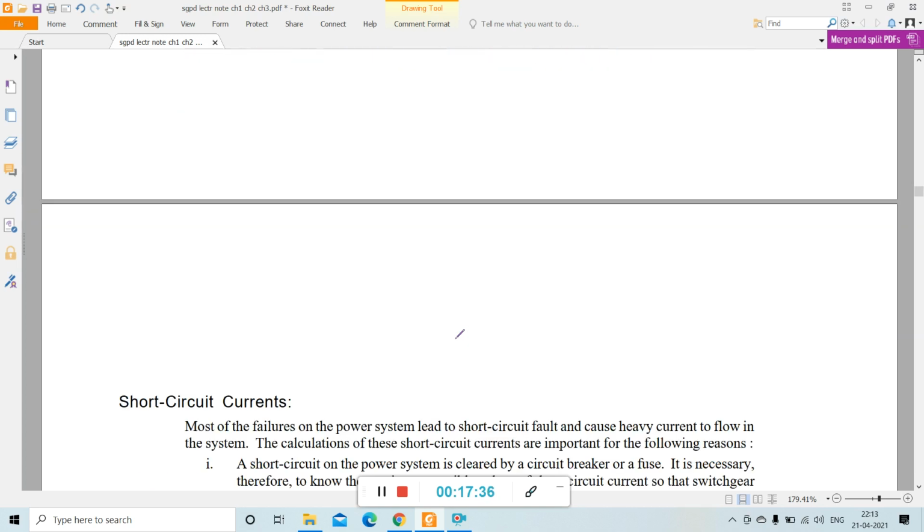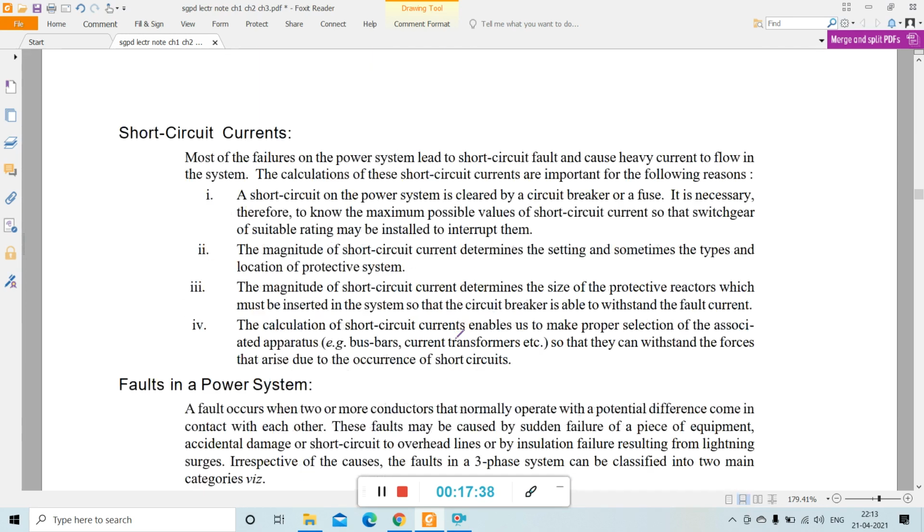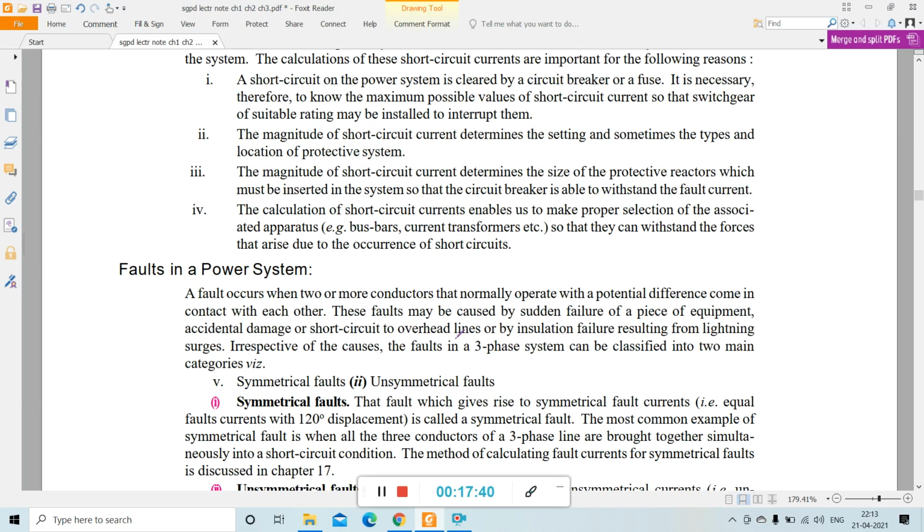In the next class we will discuss short circuit current and different types of faults in power systems, then calculation of faults in power systems, etc.